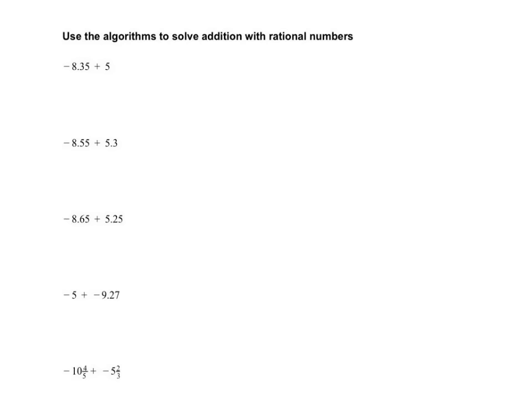So in the first one, I noticed that I have one positive number and one negative number. So I'm going to treat this question, following our algorithm, like subtraction. So I'm going to have 8.35, and I'm going to subtract 5. This is where it's key that you line the numbers up. 5 is like 5.00. And even though I'm adding, I'm going to follow my algorithm where I treat it like subtraction.